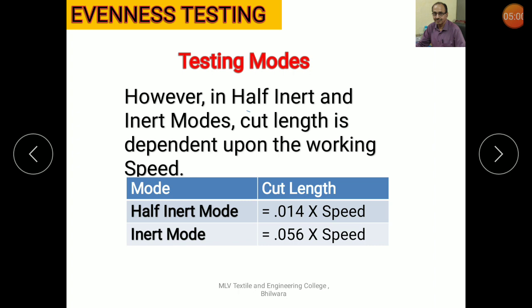However, if you are working with half inert mode or inert mode, in that case the cut length is dependent upon the speed with which you are working and is equal to a factor, which is 0.014 in case of half inert mode and 0.056 in case of inert mode, multiplied by the speed with which you are working. It is now dependent upon the speed at which you are testing the materials.